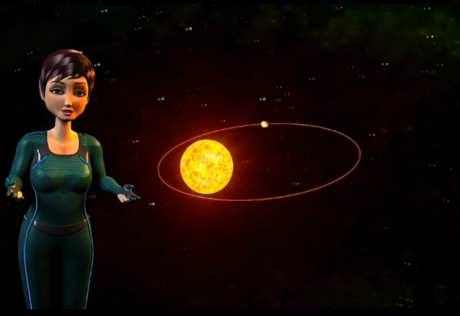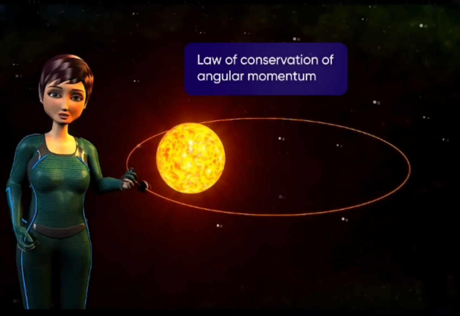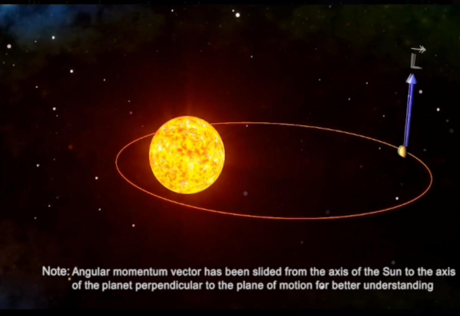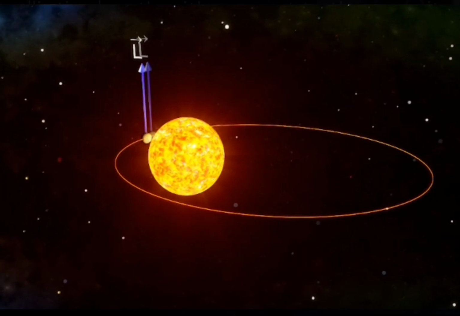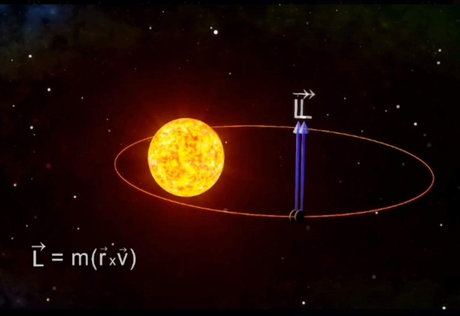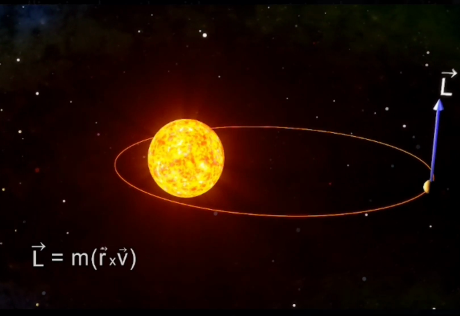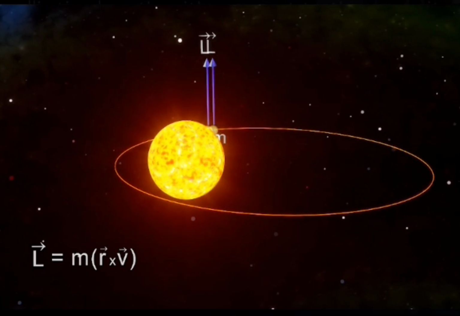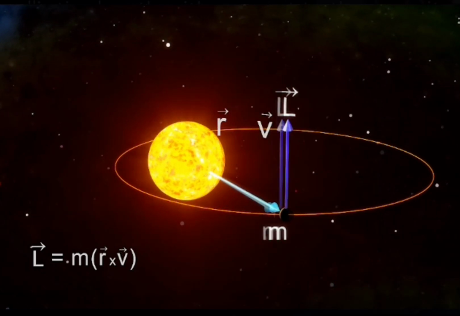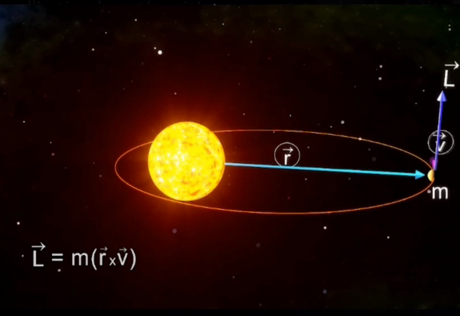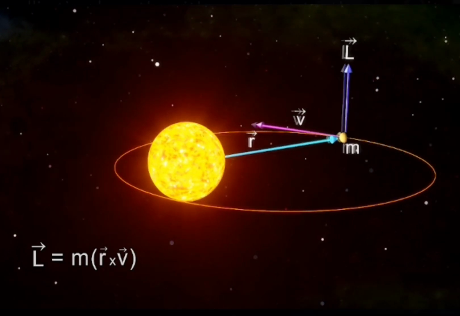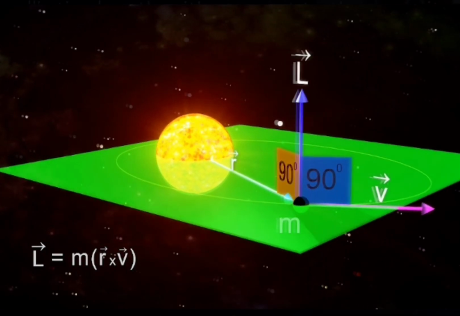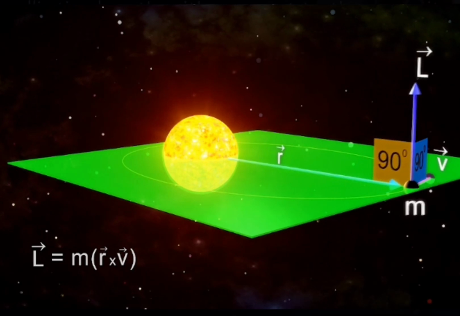Kepler's second law is a consequence of the physical law of conservation of angular momentum. Angular momentum of a planet revolving around the Sun is given by vector L equals m into vector r cross vector v. Here, m is the mass of the planet and vector r and vector v are the position and velocity vectors of the planet respectively. The cross product implies that vector L is perpendicular to the plane containing vector r and vector v.